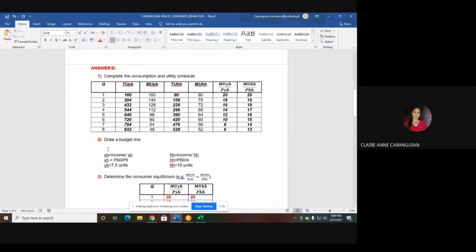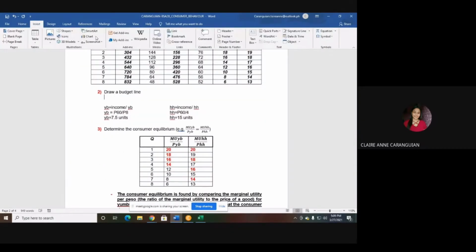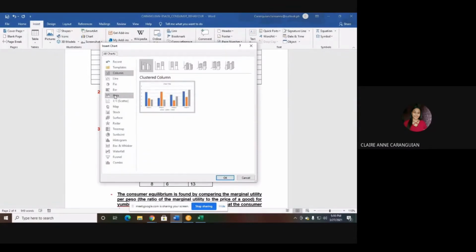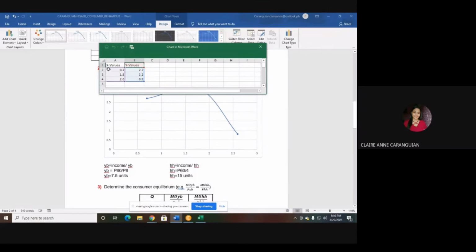Now, we are going to draw a budget line. How can we draw a budget line? Here, insert, chart, scatter, the one with lines. Okay. What we put in as the given data is what we computed here. Okay? Let's Control V.